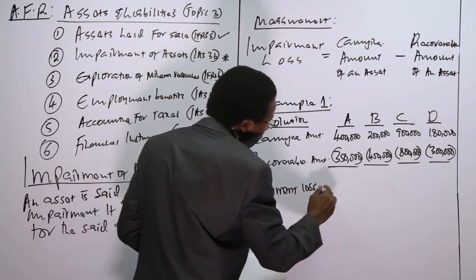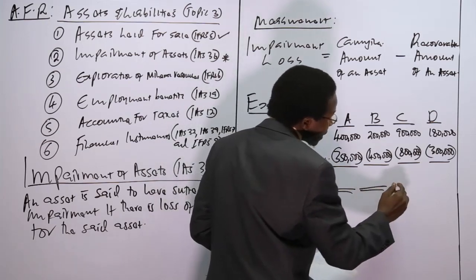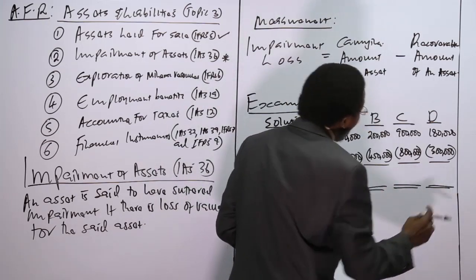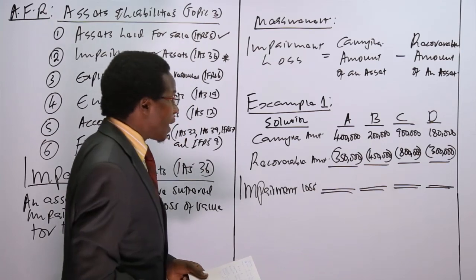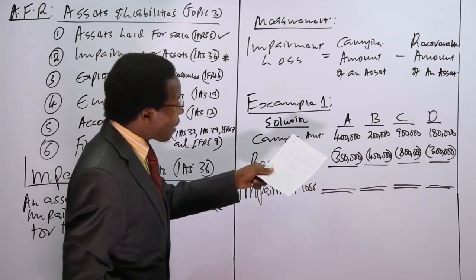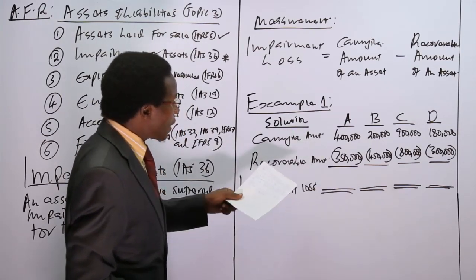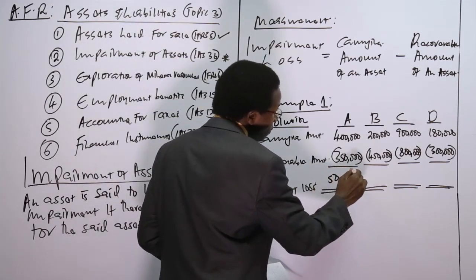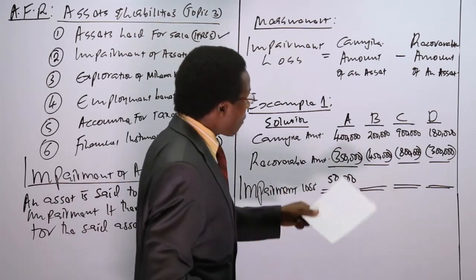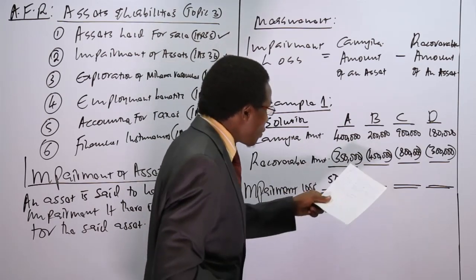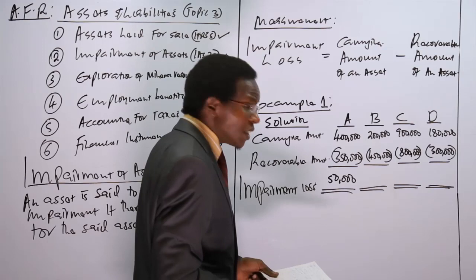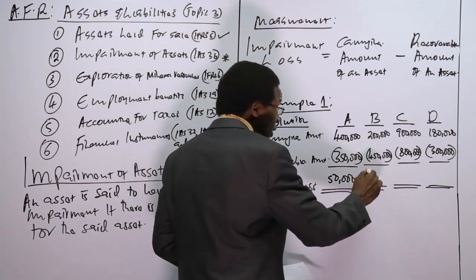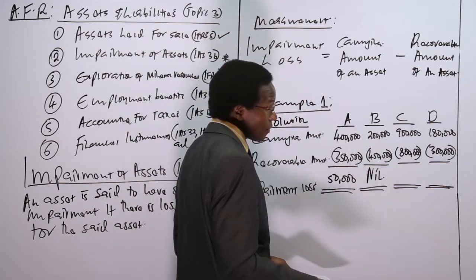We say that impairment loss is when an asset has lost value. Like asset A, the carrying amount was 400,000, but the recoverable amount is 350,000, so it has lost value of 50,000. Asset B, the carrying amount was 200,000, but now the recoverable amount is 450,000. It has not lost value, so the impairment loss is nil.